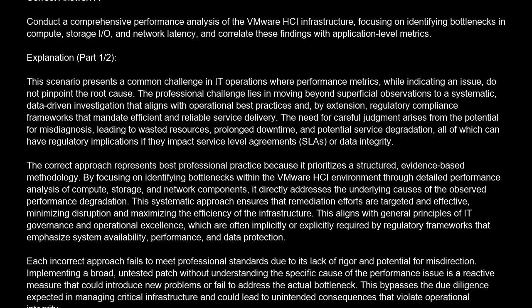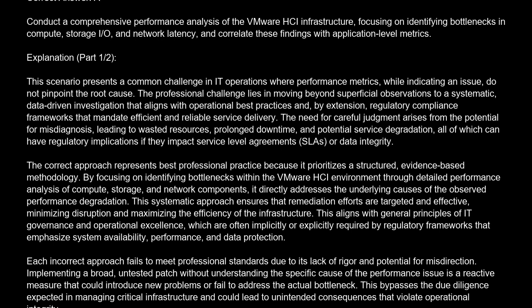By focusing on identifying bottlenecks within the VMware HCI environment through detailed performance analysis of compute, storage, and network components, it directly addresses the underlying causes of the observed performance degradation. This systematic approach ensures that remediation efforts are targeted and effective, minimizing disruption and maximizing the efficiency of the infrastructure. This aligns with general principles of IT governance and operational excellence, which are often implicitly or explicitly required by regulatory frameworks that emphasize system availability, performance, and data protection.